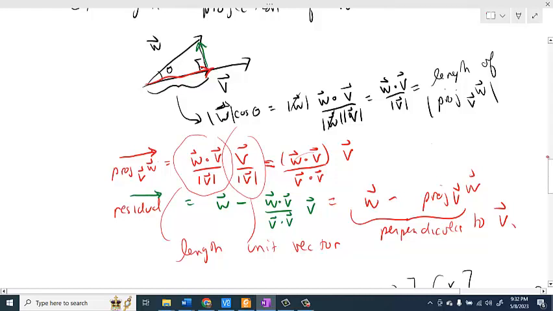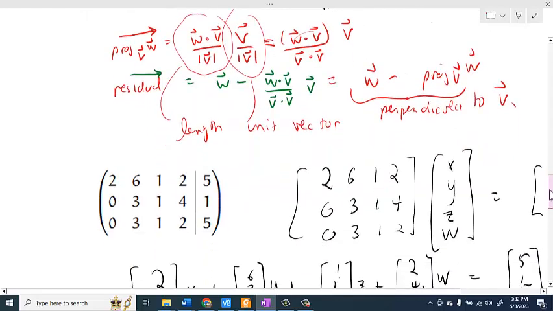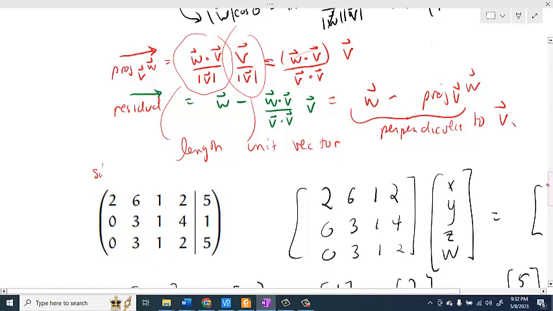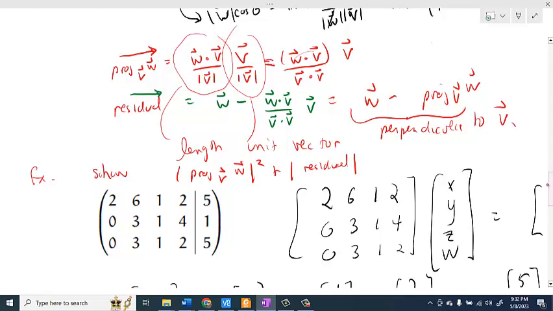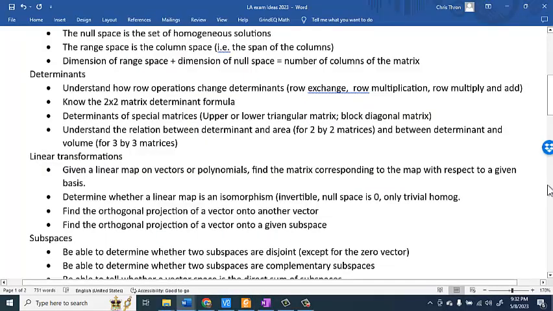All right, so I should say, you can show that the length of the projection onto V of W squared plus the length of the residual squared is equal to the length of W squared. And the residual is this second vector here. It should work out because it's perpendicular. Okay, let's look at what's next.